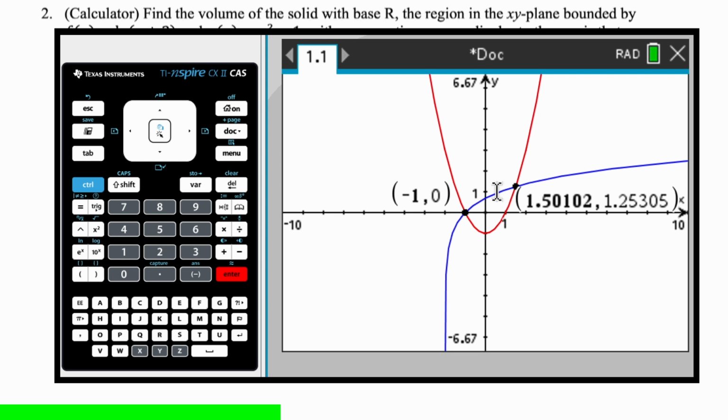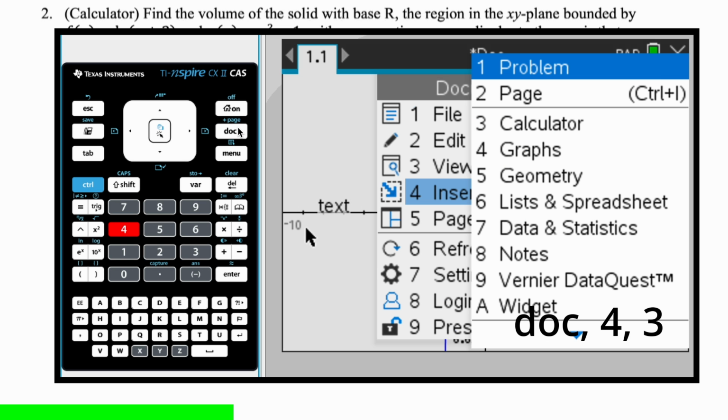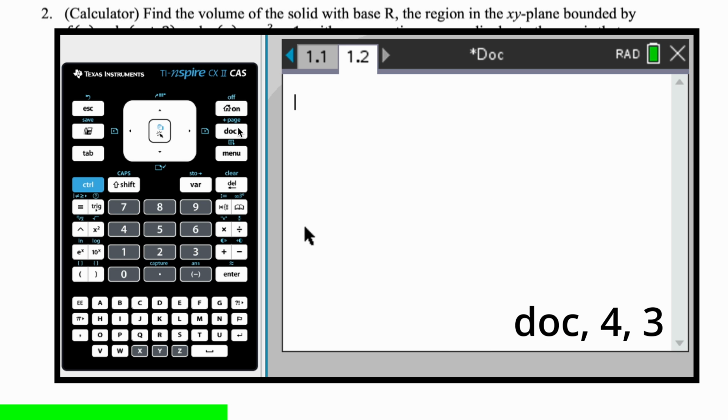Now we need to actually find the value of this thing. So it's cross sections perpendicular to the x-axis, rectangles. The height is 5 times the base in the xy plane. So let's just see, F1 is on top, F2 is on the bottom. All right, I'm going to add in a calculator page. So that's doc 4 and then option 3.